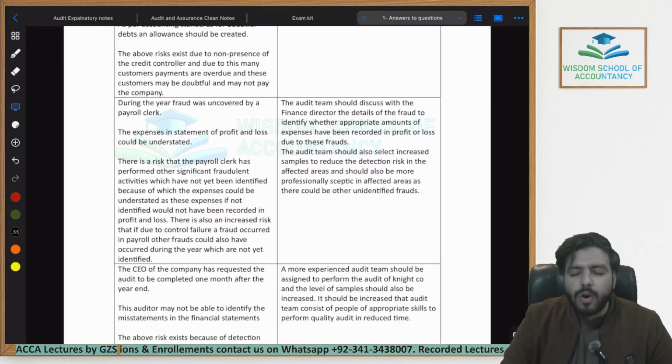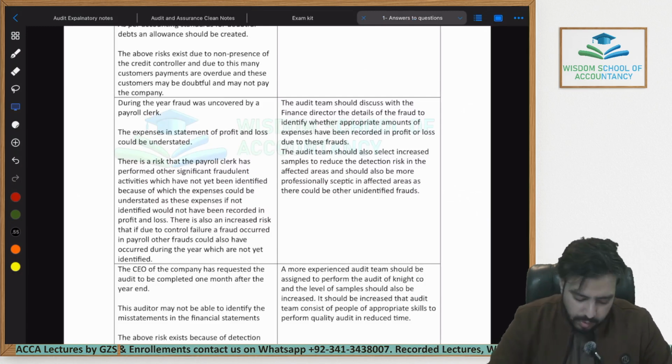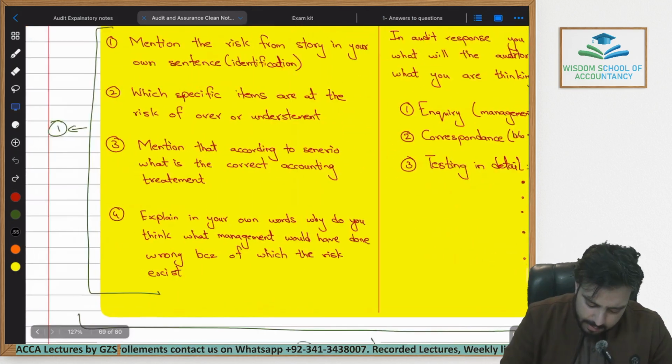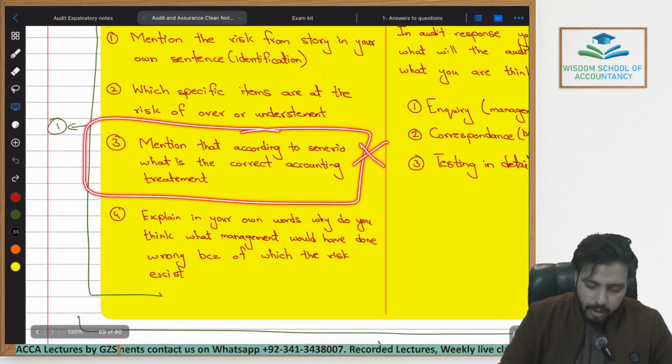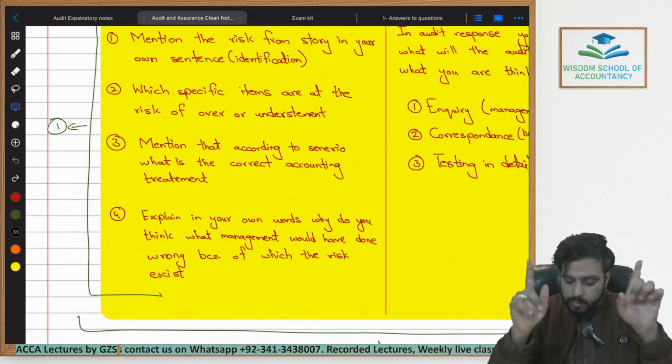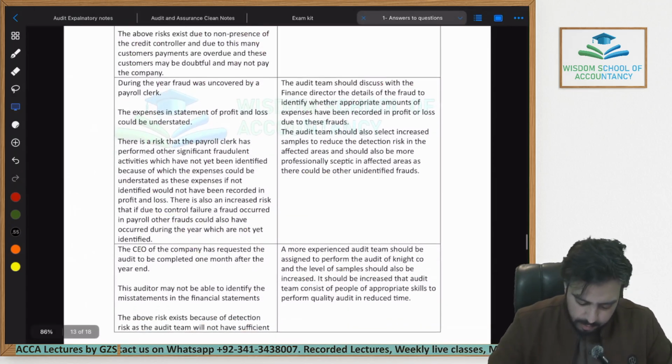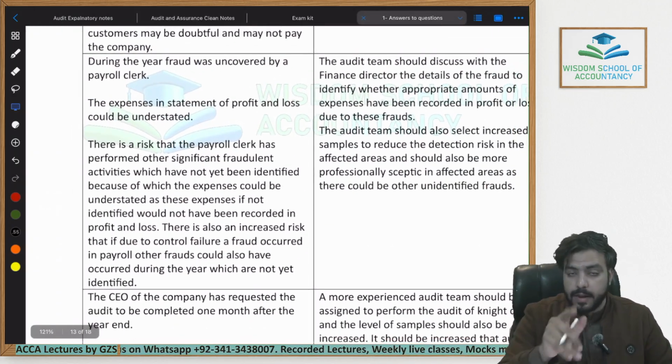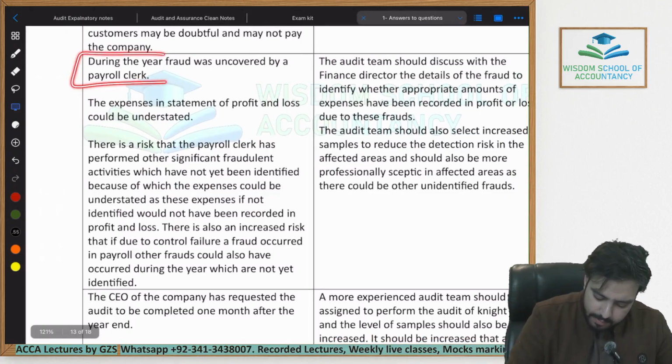Now, obviously, according to this, there is no related standard, so you can simply skip this third one, because there is no standard related to a fraud. So that is why you can't write down about a standard. But for the remaining 3 paragraphs, you will have to write down about it. So first paragraph, simple identification.